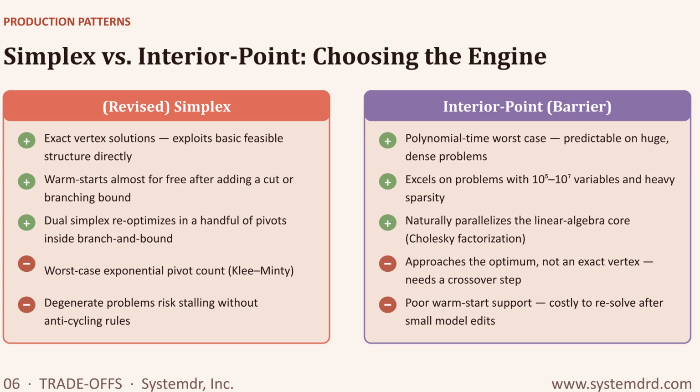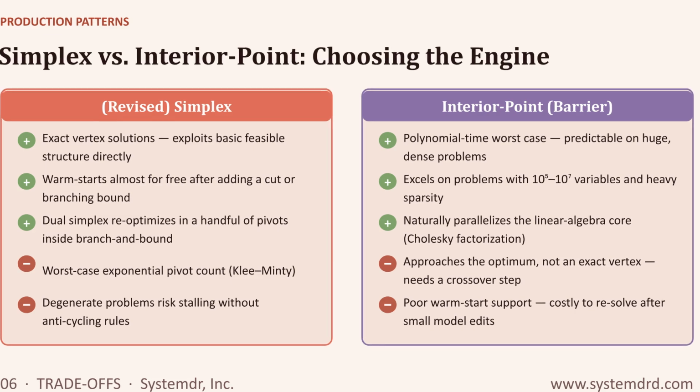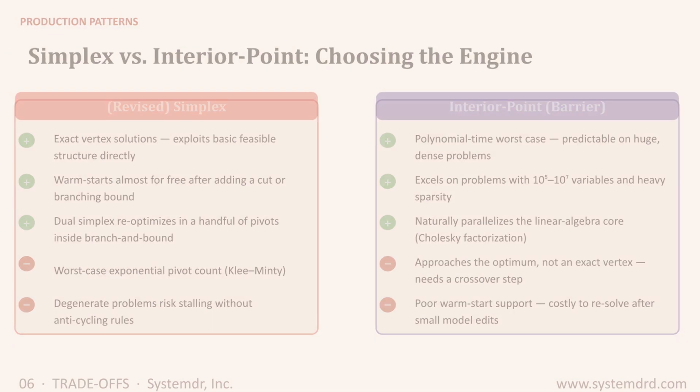In practice, most production solvers use interior point for the very first root-level LP relaxation on huge models, and then switch to dual simplex for every subsequent branch and bound node, getting the best of both worlds.